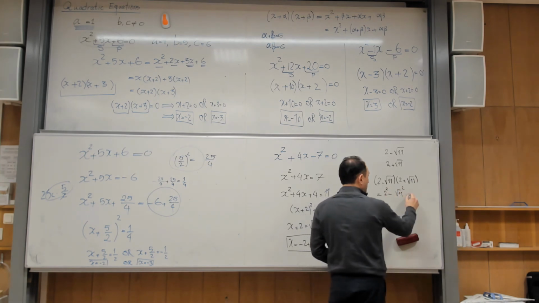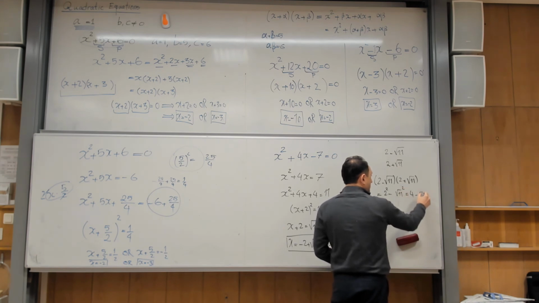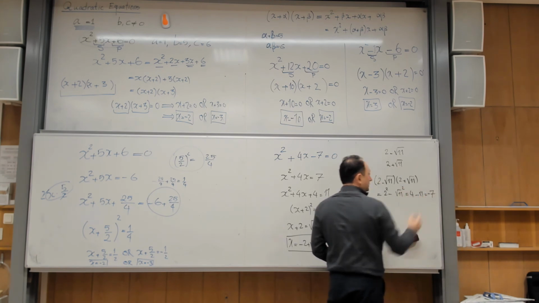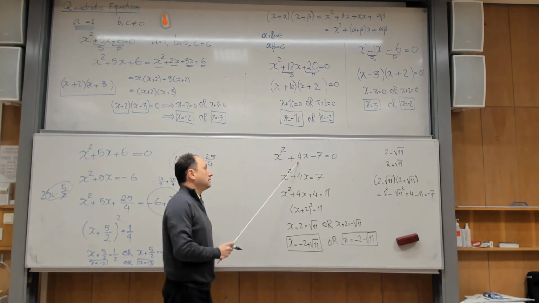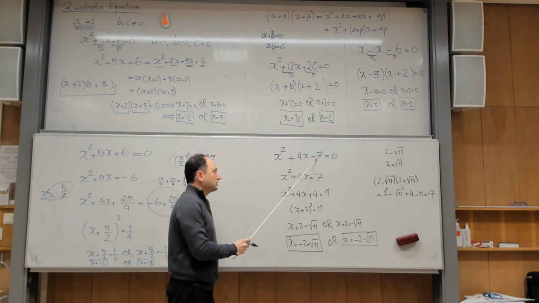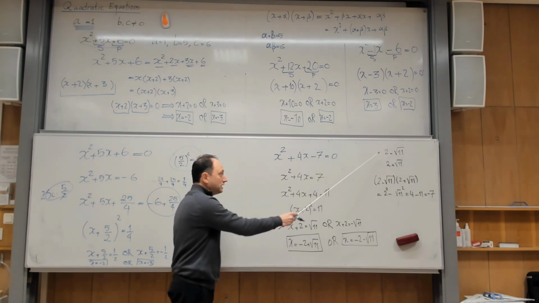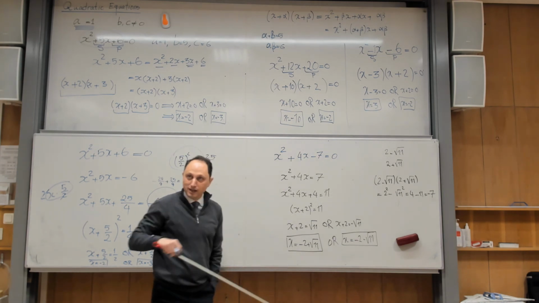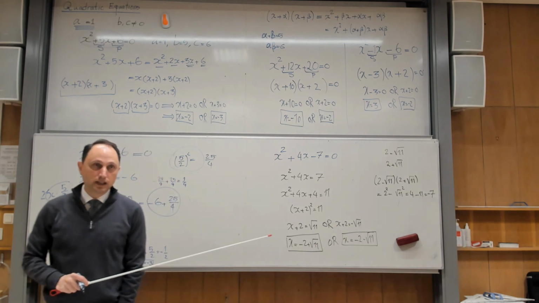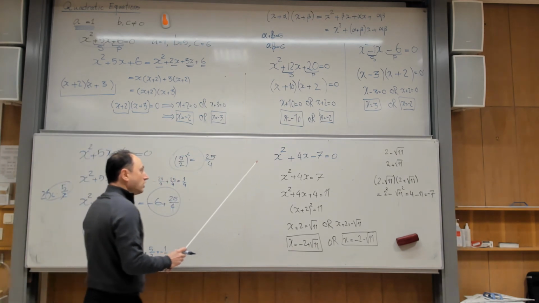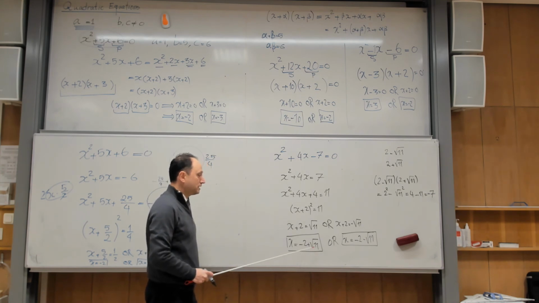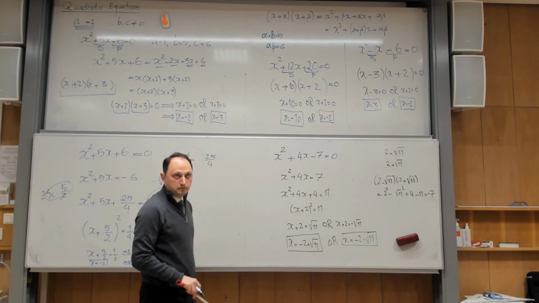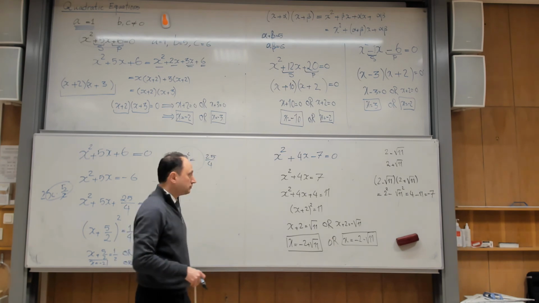The first one squared is 4. The second one squared is 11. And what is the answer? Minus 7. So the numbers whose sum is 4 and the product is minus 7, they are these numbers. But we were not able to guess them. Do you agree with me? So this is why solving this using the completing the square method is more practical for us. Yes? Okay.